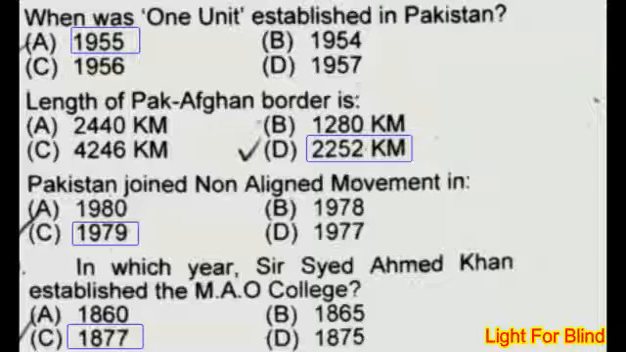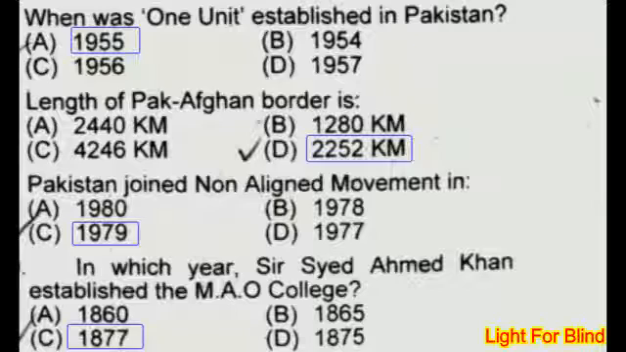Number 97. When was one unit established in Pakistan? Answer is 1955. Number 98. Length of Pak-Afghan border is. Answer is 2252 km. Number 99. Pakistan joined non-aligned movement in. Answer is 1979.